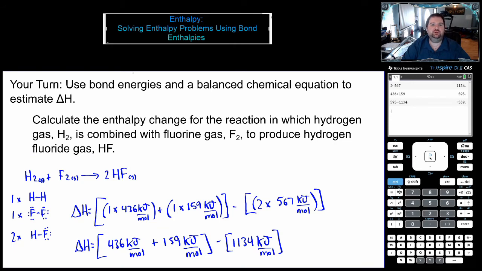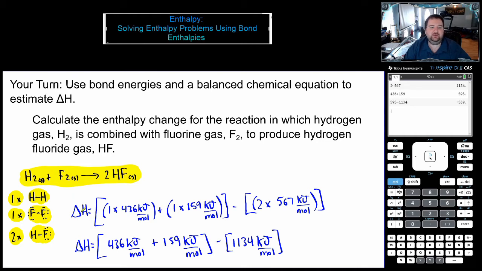So you should have started off by writing out your equation. Hydrogen gas plus fluorine gas is going to create 2 moles of hydrogen fluoride gas. And so what do we have here? Well, we have one hydrogen-hydrogen bond that needs to be broken. We have one fluorine-fluorine bond that needs to be broken. And we have 2 hydrogen-fluorine bonds that need to be created.